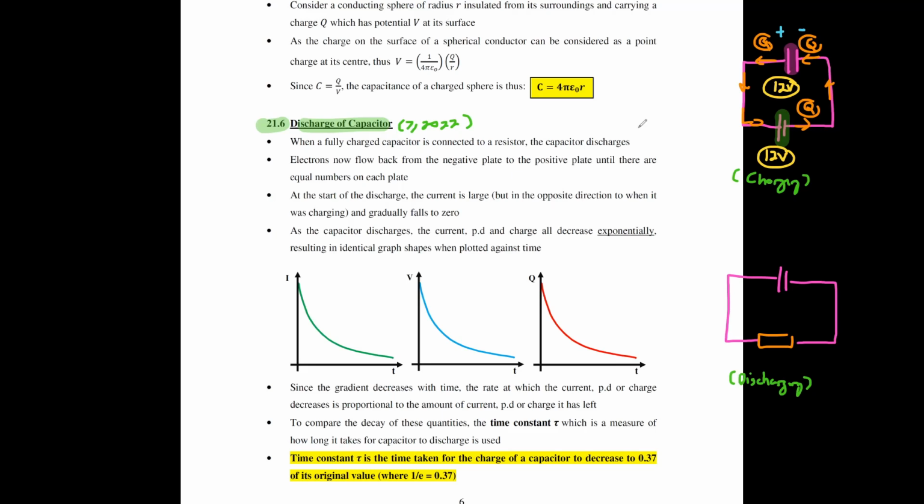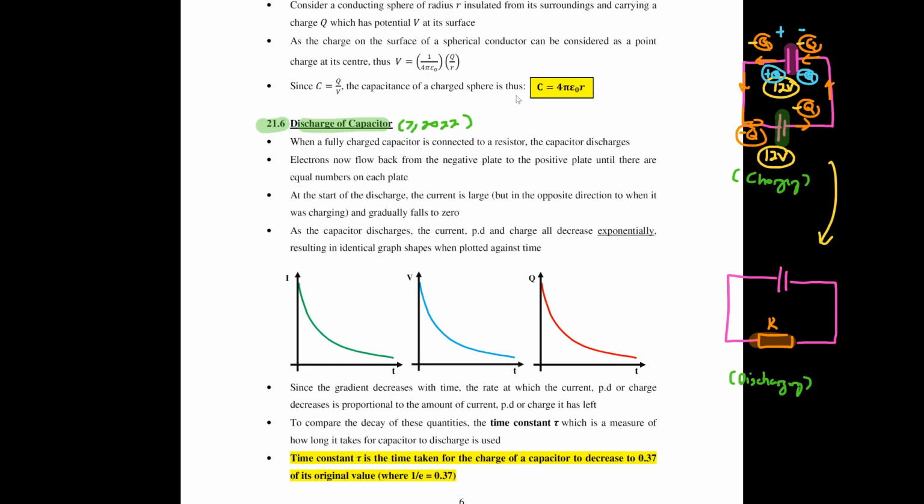Now, if you take your fully charged capacitor and connect it to a resistor of resistance R, the charge that you originally stored on the capacitor will start to discharge. Originally you had a certain amount of charge here. Let's just say the right plate of the capacitor stores a charge of negative Q, and the left plate stores a charge of positive Q.